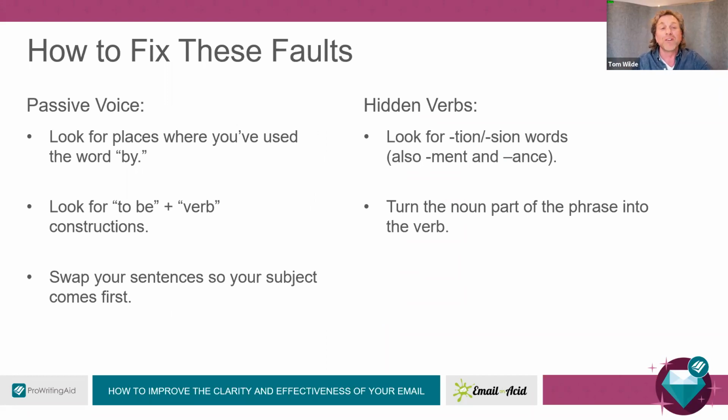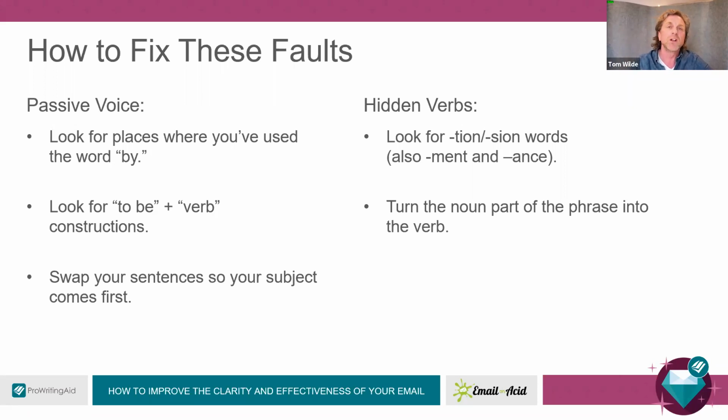Was eaten. So I've got two verbs in there. I've got the verb to be in the present or the past or the future, and I've got the main verb. So eaten, in this case, is the past participle. If I've got "to be" in there with a second verb, it's a good indicator that I'm using the passive voice. And then swap your sentences. Grab that subject at the end of the sentence, or if there is no subject, work out what the subject is and move it to the beginning of the sentence.